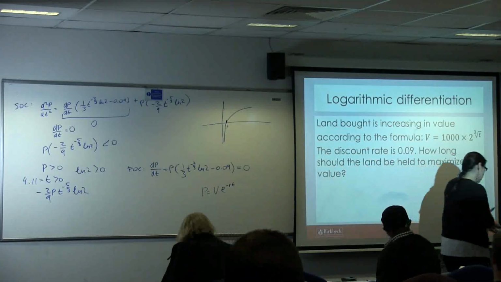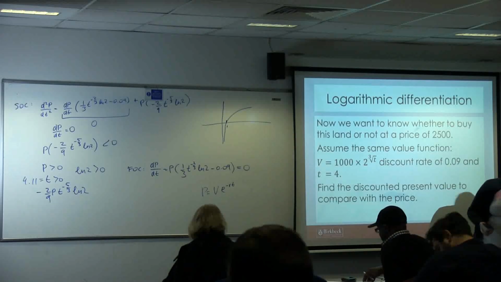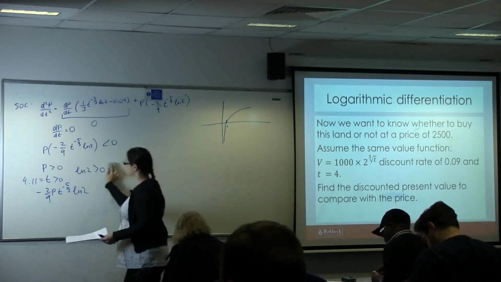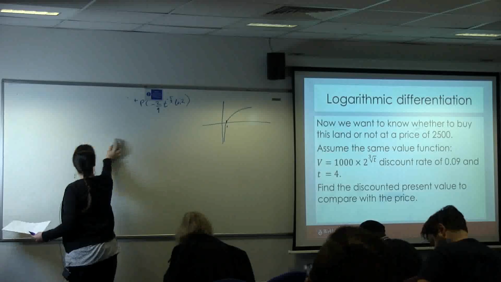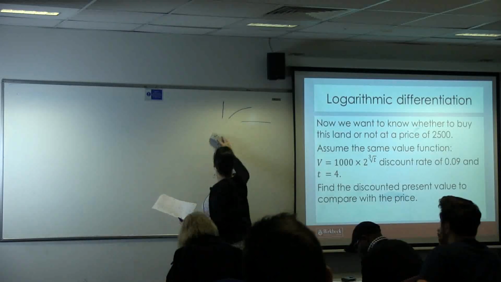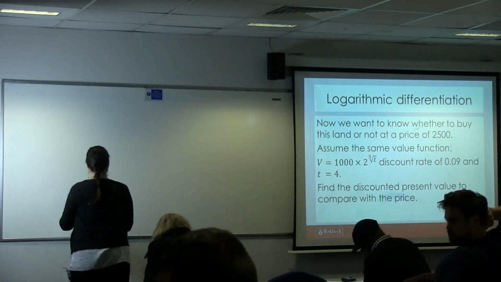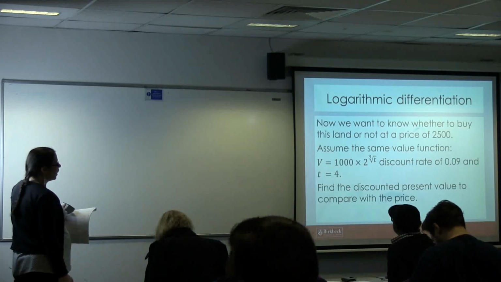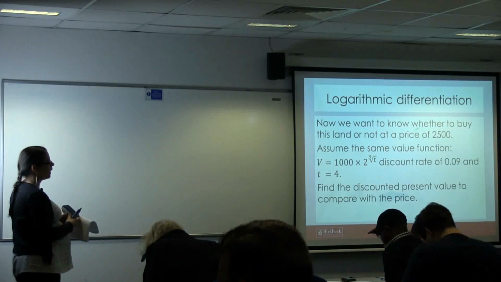Right, now there was another type of question in the problem set, kind of a second stage to this calculation. Now we want to know whether to buy this land or not at the price of 2,500. Assume the same value function and discount rate, and find the discounted present value to compare with the price. For ease of calculation, I gave you t being 4.